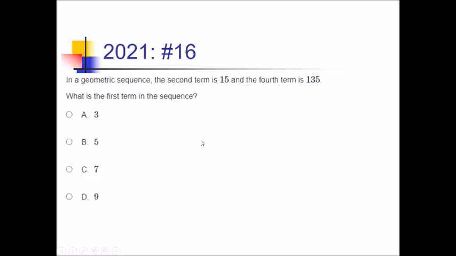On this problem, we're told in a geometric sequence, the second term is 15 and the fourth term is 135. So we want the first term in the sequence. The key on this one is remembering that for a geometric sequence, we keep multiplying by the same thing over and over again. So there's something I can multiply the first term by to get 15, and then if I multiply by that same number 2 more times, since it's the fourth term next, I would get 135.